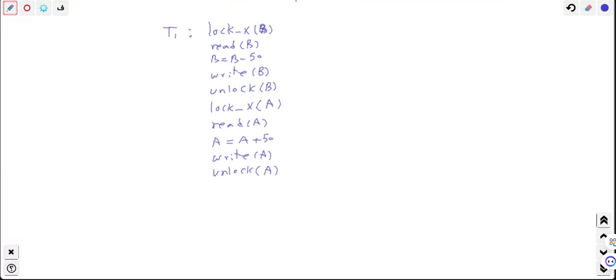We can get a shared mode lock on a data item. When a transaction takes a shared mode lock on a data item, the other transaction also can come and take a shared mode lock on that data item. But if a transaction takes an exclusive mode lock on a data item, then no other transaction can come and take locks on that data item.